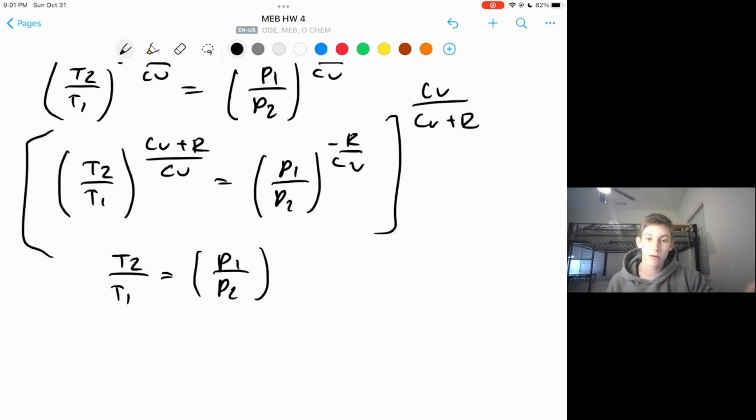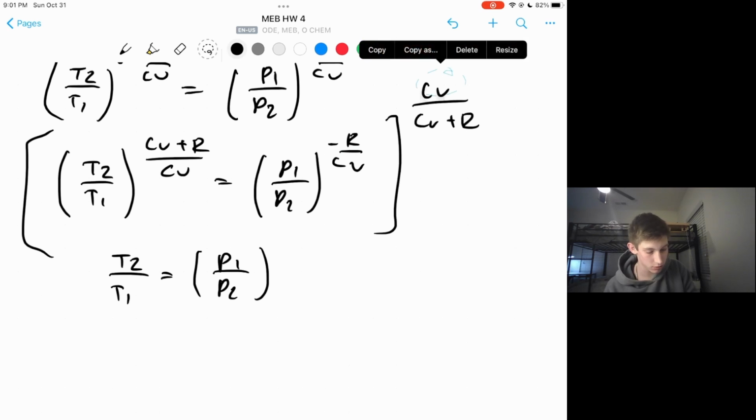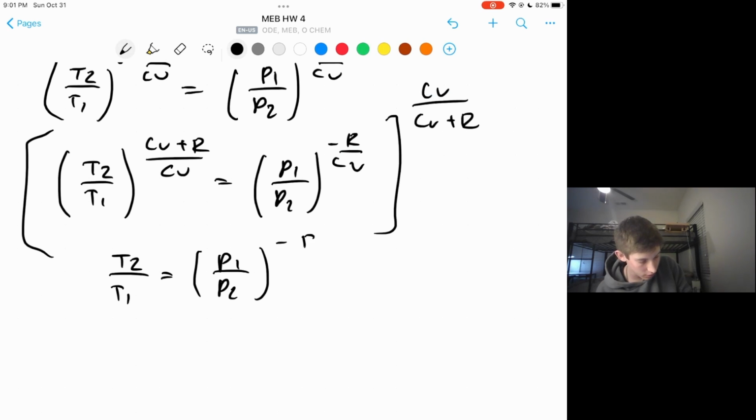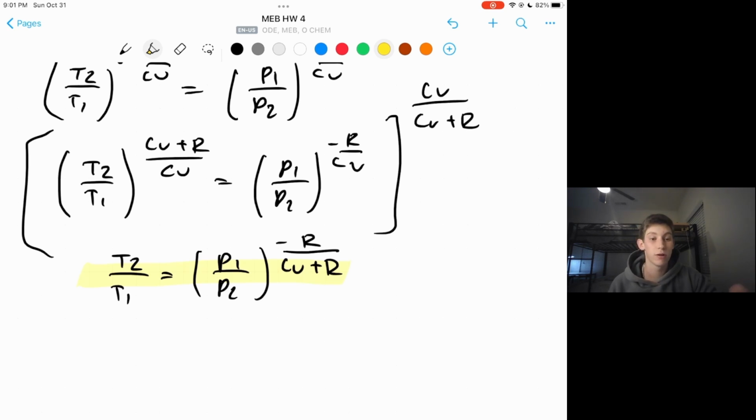So when you have two exponents, you multiply them. The Cv down here and up here cancels, so you're left with negative R over Cv plus R. And this equation is the answer to our second part, and this describes the relationship of temperature and pressure of an ideal gas for an adiabatic reversible expansion.